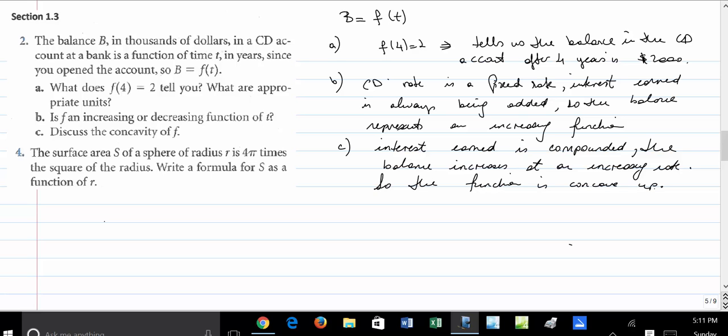Question 4. The surface area S of a sphere of radius r is 4 pi times the radius squared. So the formula for S as a function of r will be 4 pi r squared.